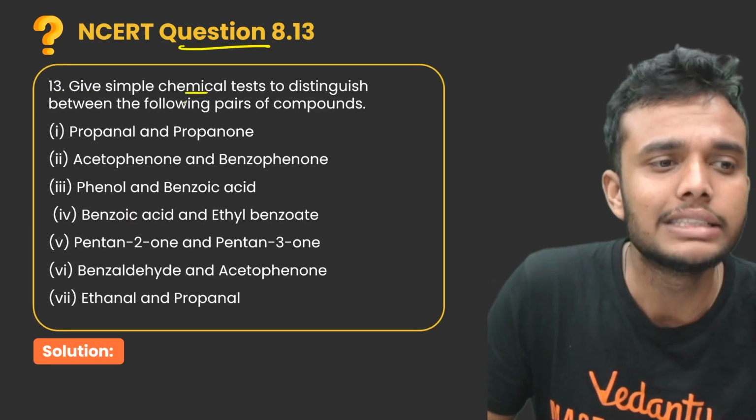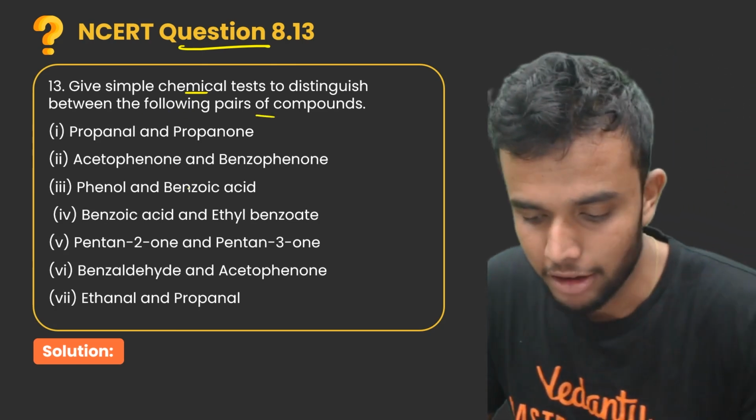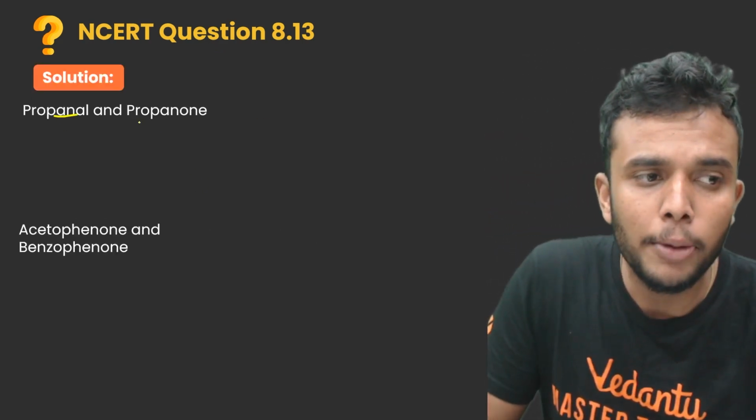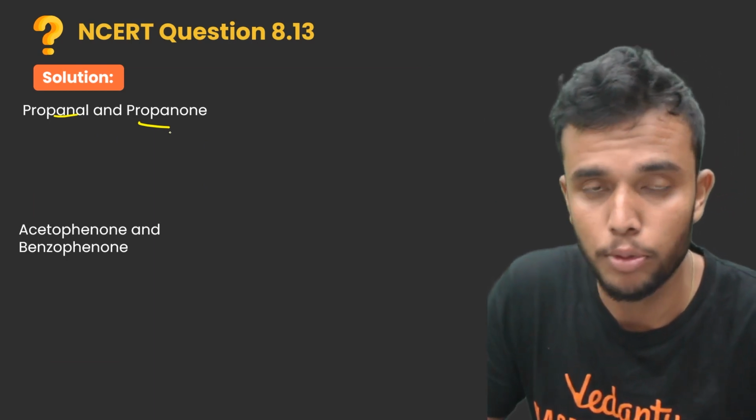The question is, give a simple chemical test to distinguish between the following pairs of compounds. The first pair is propanal and propanone. Propanal is an aldehyde compound. Propanone is a ketone compound.